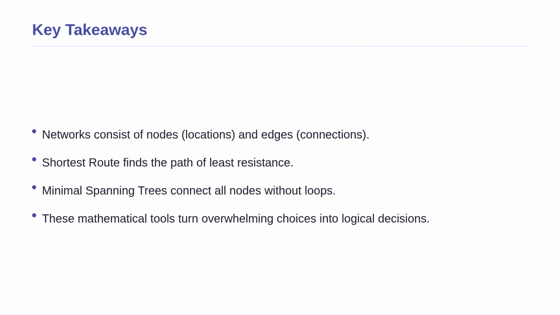Let us review the key takeaways from today's lesson. We learned that networking problems help us navigate and connect complex webs of points. By understanding nodes as locations and edges as connections, we can mathematically find the best ways to move. We explored how the shortest route problem finds the fastest path to a destination and how the minimal spanning tree problem finds the cheapest way to link everything together without loops.